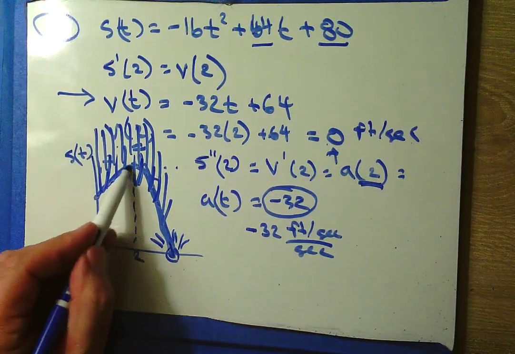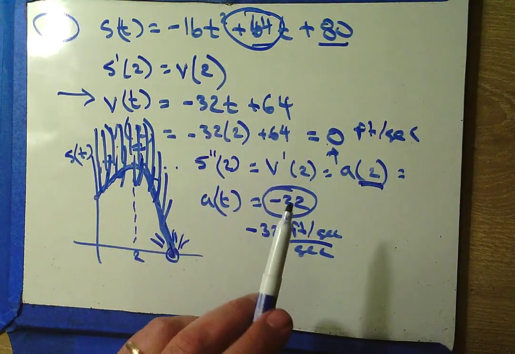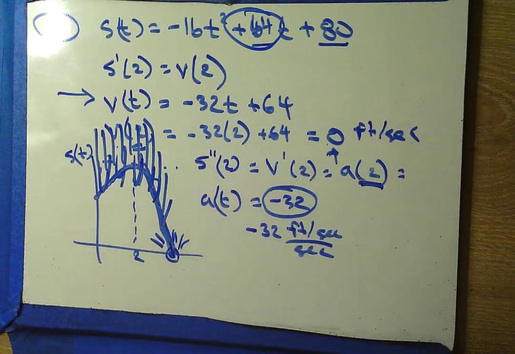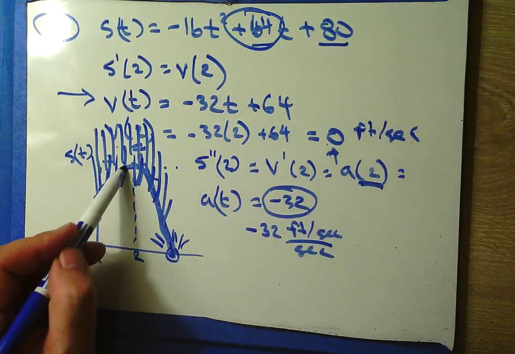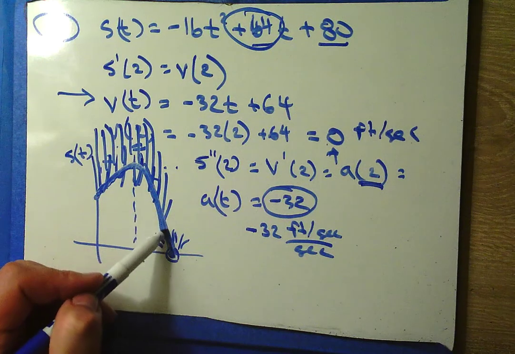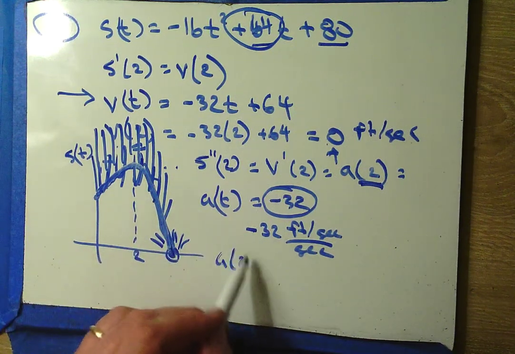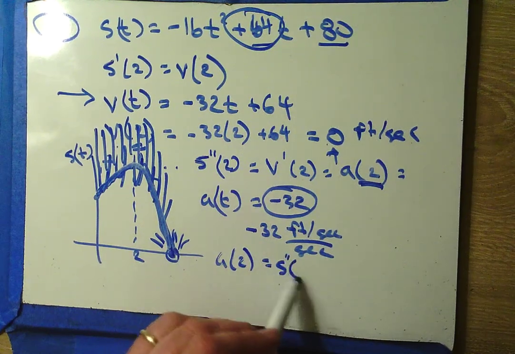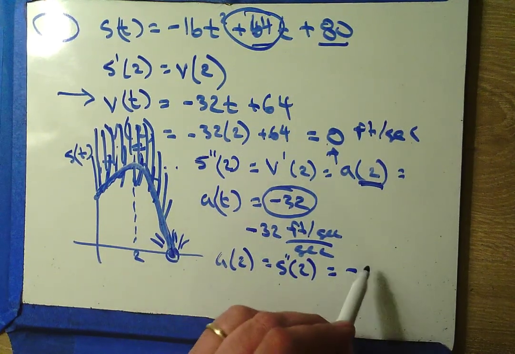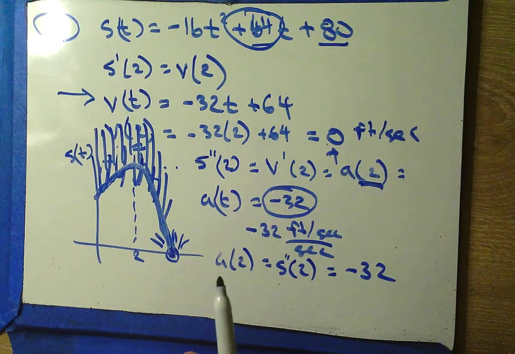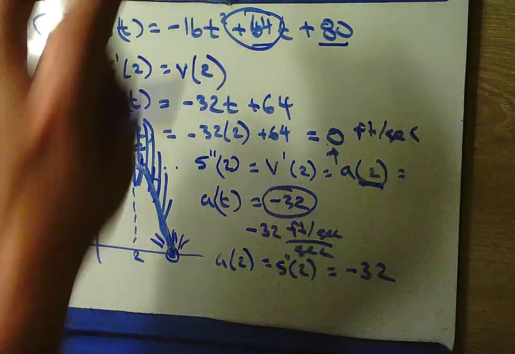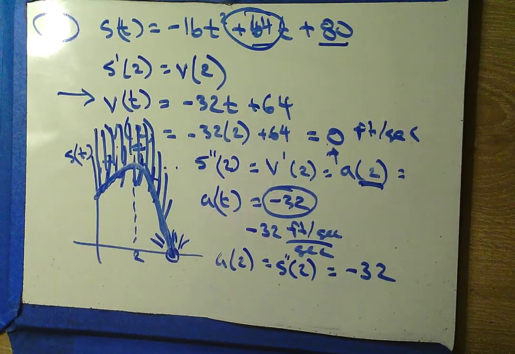Why does the ball go up first? Because we threw it up. Up you go, ball, and then gravity, gravity, gravity brings it down. A of 2 is s double prime of 2, and in this problem, negative 32 feet per second squared. Okay? All right, last question.